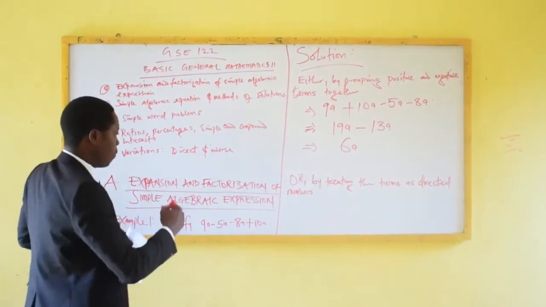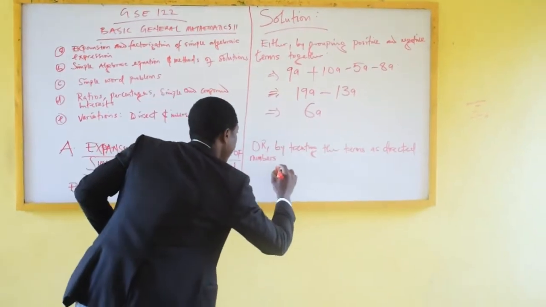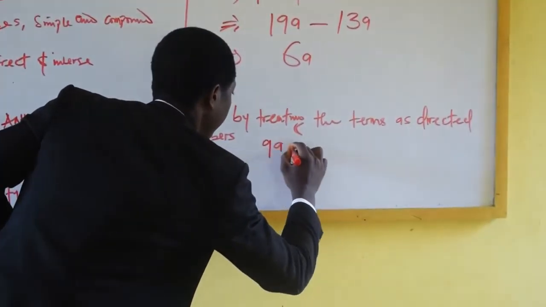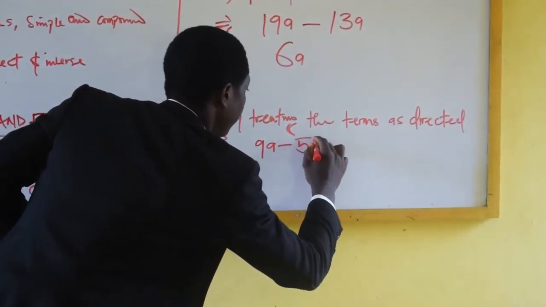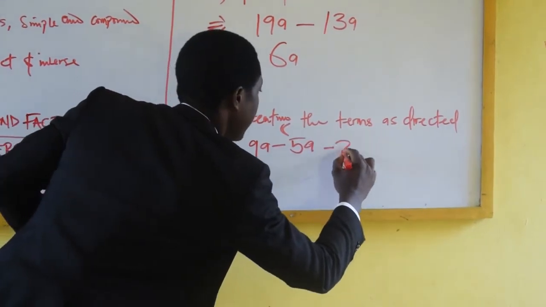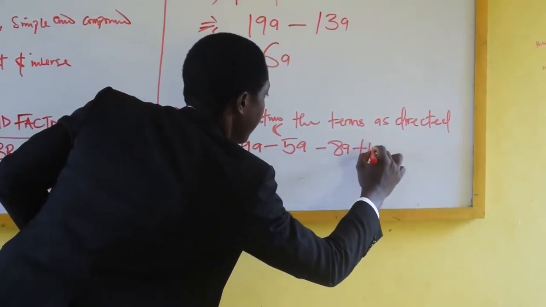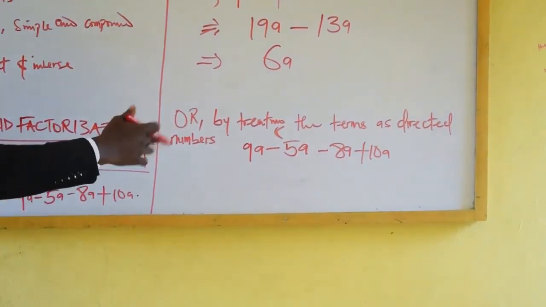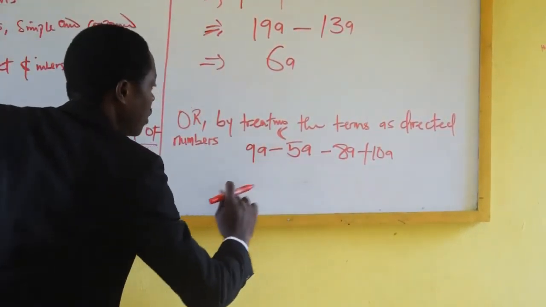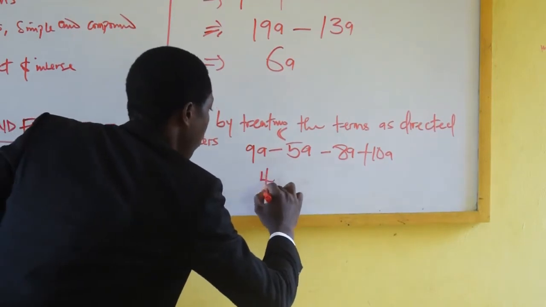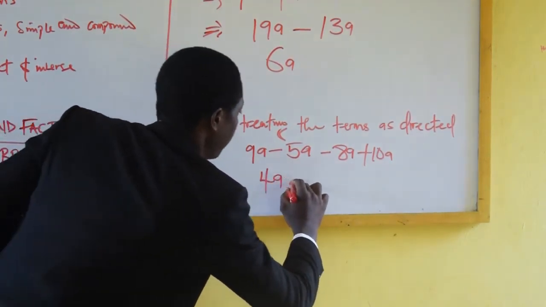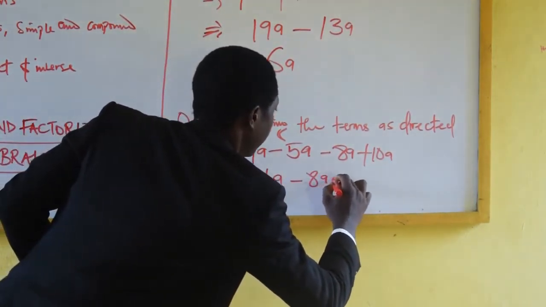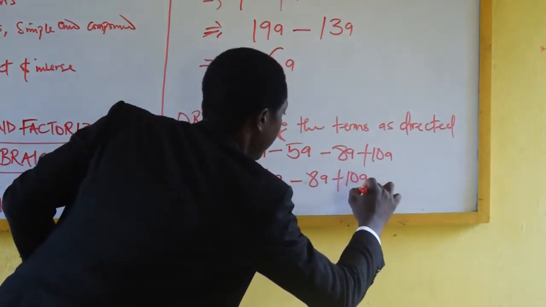For example, you have 9a here minus 5a minus 8a plus 10a. So you need not group it positive or negative wise. Just solve it out like that. 9a minus 5a will give you 4a. That's 4a minus 8a plus 10a.